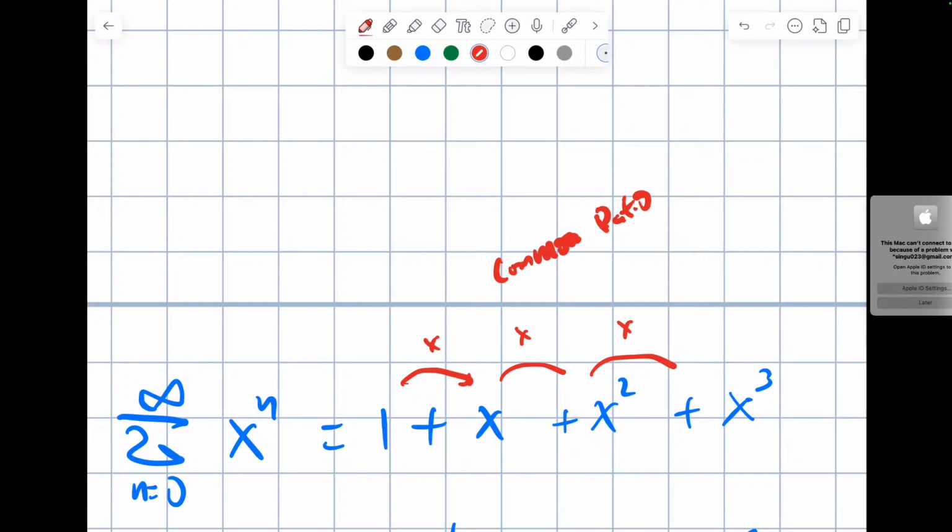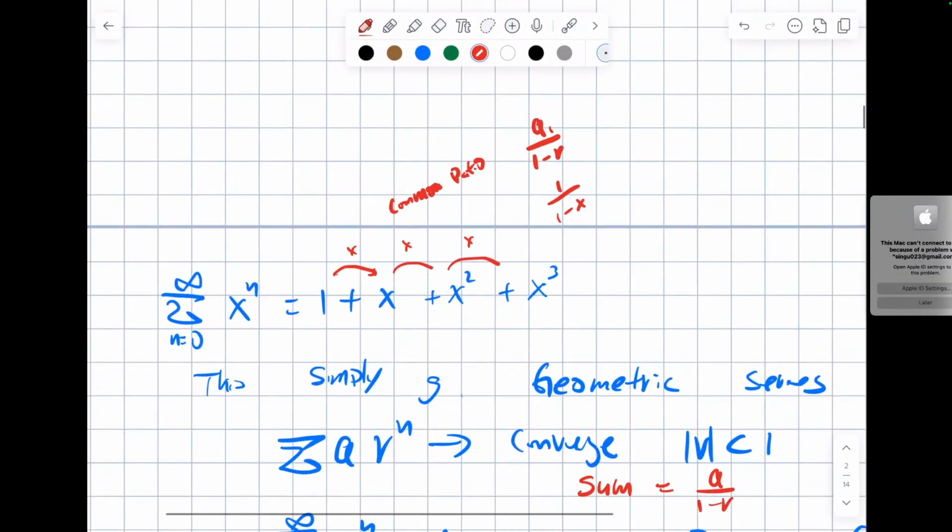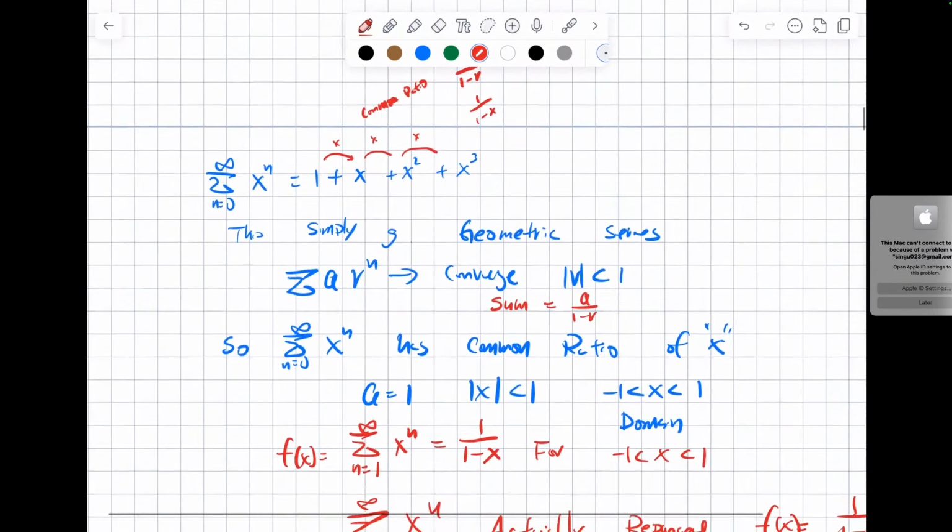Do you understand what the geometric series formula is? A over 1 minus r. Good. So a1 here is 1, and r here is x. So this represents a geometric series, with sum a over 1 minus r, and it converges only if the absolute value of r is less than 1, because only then can this represent the function.